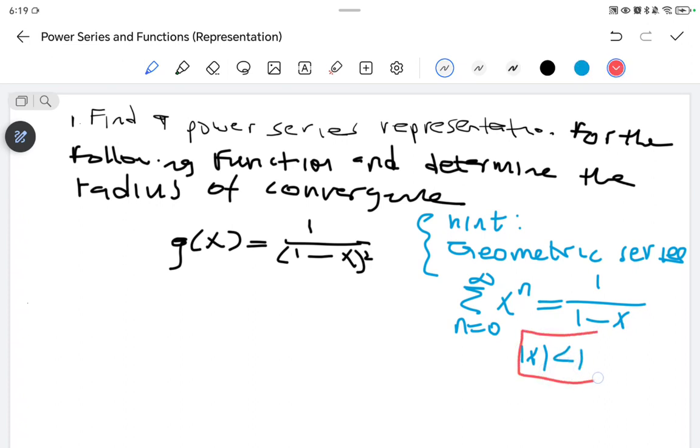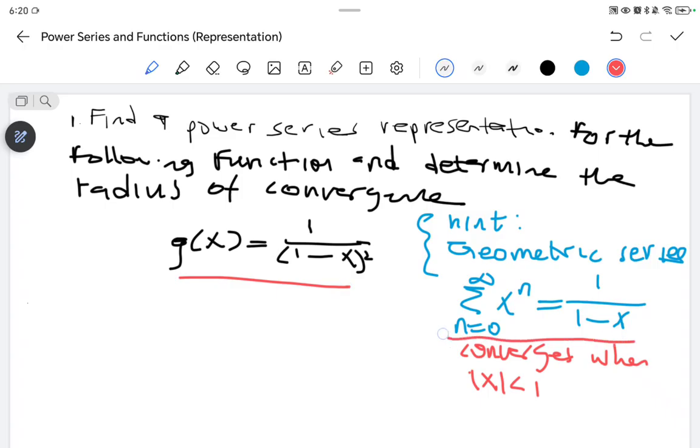This converges when the absolute value of x is less than 1. When we are given a question, we should try to familiarize it with this, because we are looking for this representation, and we're given a question, so we must try to relate it to that.